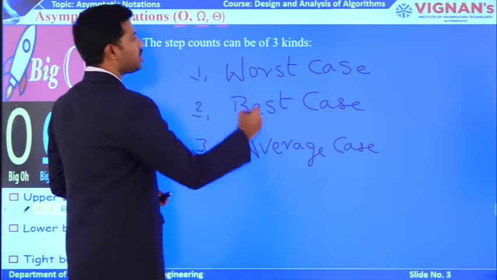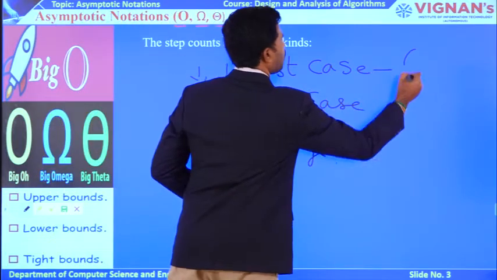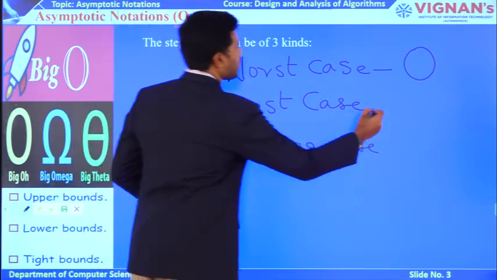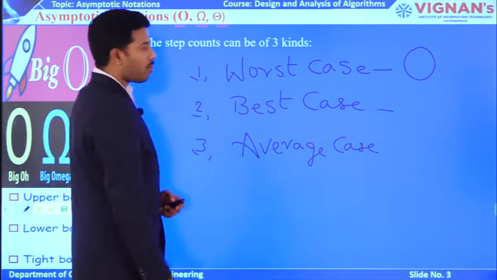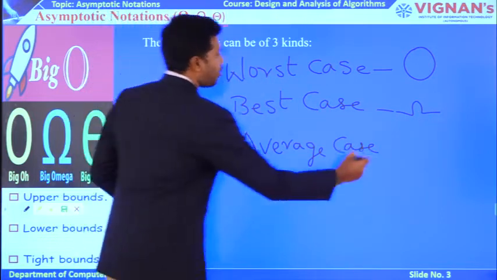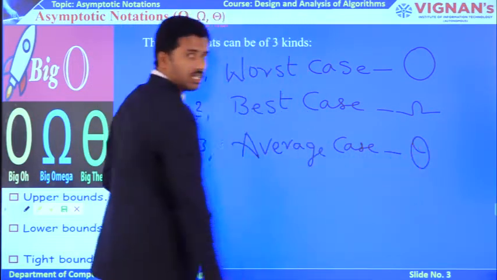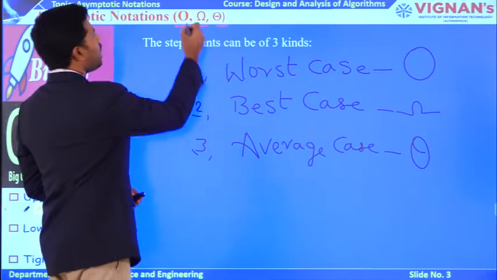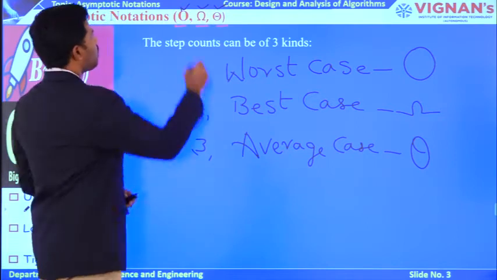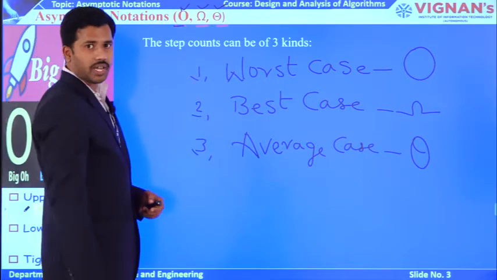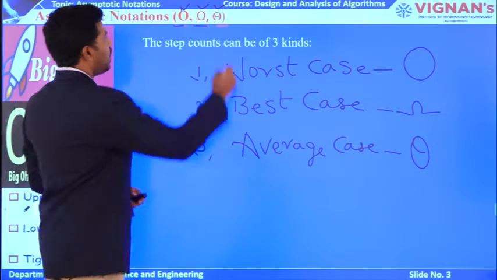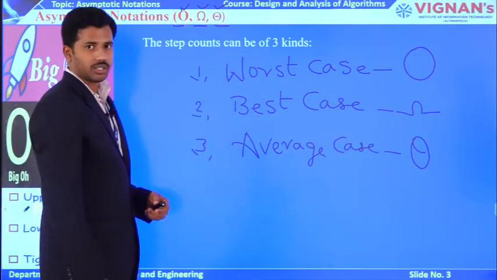The worst case can be denoted by big O, or it is also called capital O. The best case will be denoted by omega. And the average case will be denoted by theta. So there are mainly 3 main notations: capital O or big O which defines the worst case, omega which defines the best case, and theta which defines the average case.